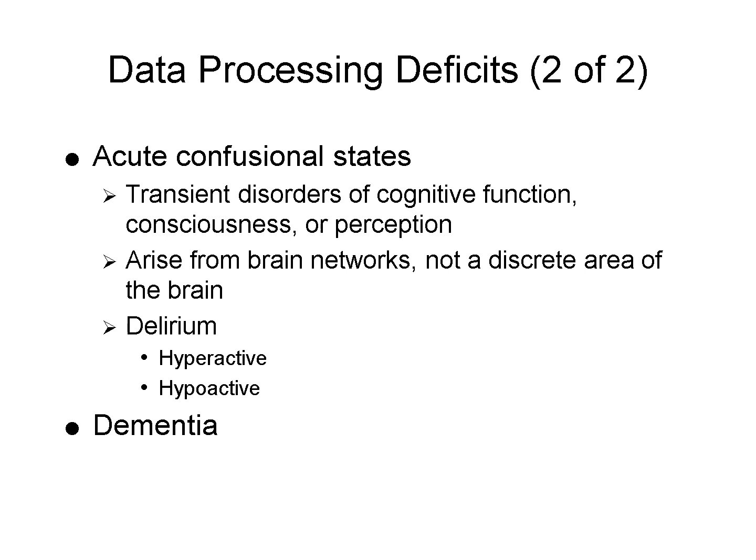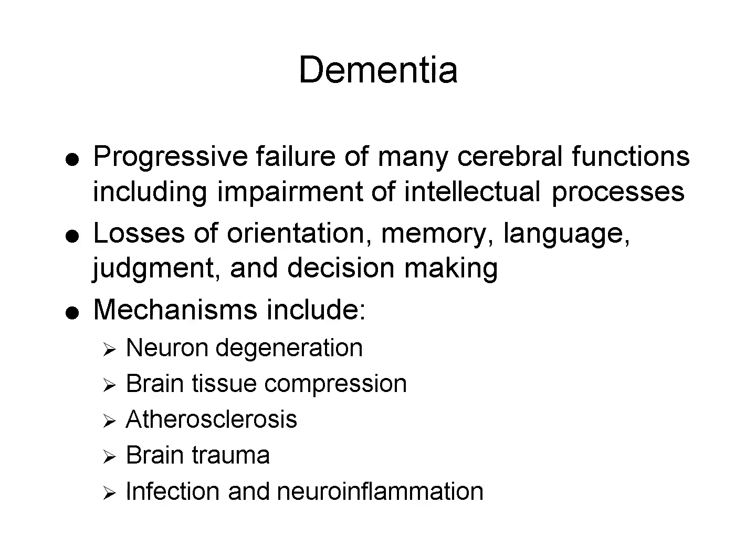The most well-known is delirium, which may be hyperactive, marked by agitation, or hypoactive, where the person appears drowsy and disengaged. In contrast, dementia is a progressive, long-term decline in intellectual functioning, including memory, reasoning, and language. Dementia results from progressive neuron degeneration, brain tissue compression, atherosclerosis, or neuroinflammation. Patients progressively lose memory, orientation, language skills, and judgment. Unlike acute confusion, dementia is chronic and irreversible, and its underlying cause determines the rate and nature of decline.